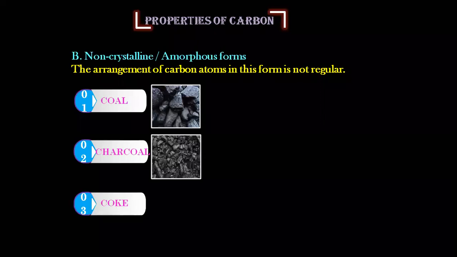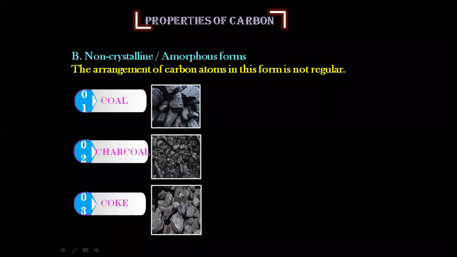Can you all see this? Coal, charcoal, and coke. If you see, you might be feeling that all three look the same, isn't it? To some extent, they're similar. But let's see what is the basic difference between coal, charcoal, and coke here. The black color is not the important thing. Yes, they look the same, but certain properties are a little different.